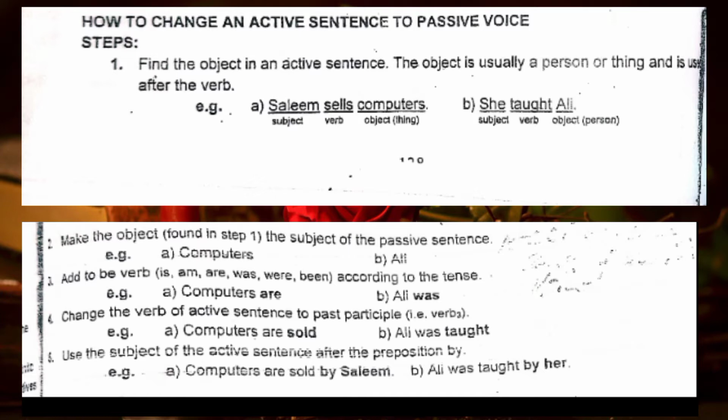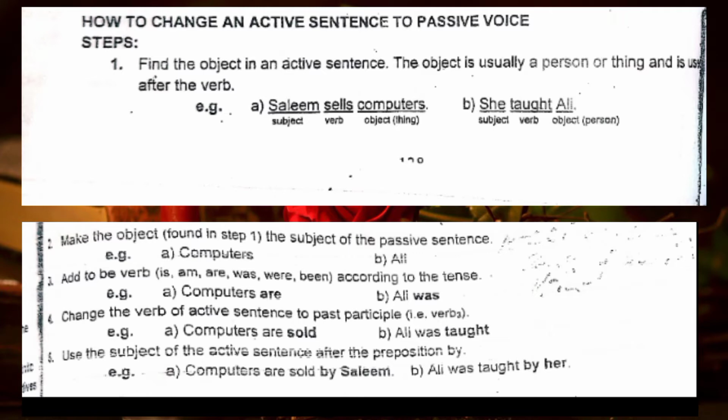Examples: Salim sells computers. She taught Ali. Okay, Salim is the subject, sells is the verb, computers is the object, and the object here is a thing. On the other hand we have: she taught Ali. The subject is she, the verb is taught, Ali is a person. Like computer is a thing and Ali is a person. Let's look at the second step.